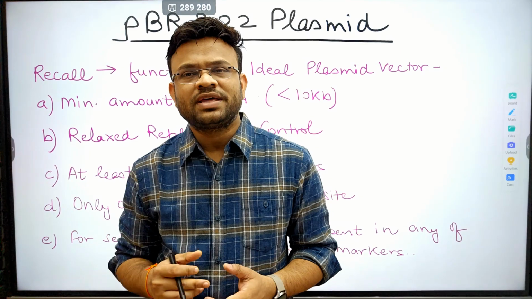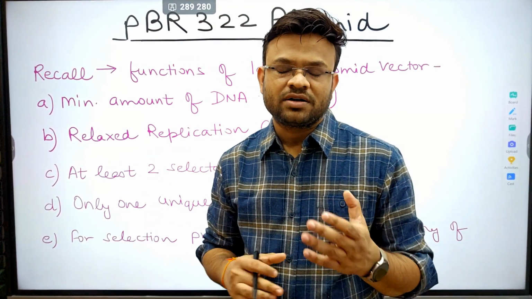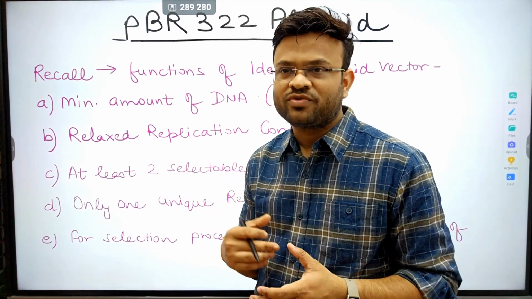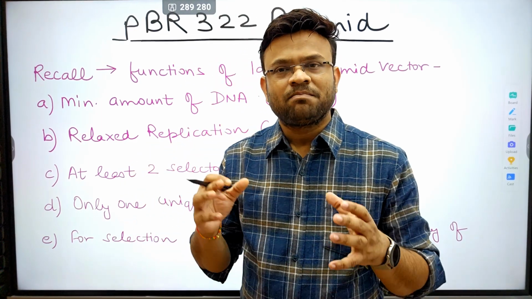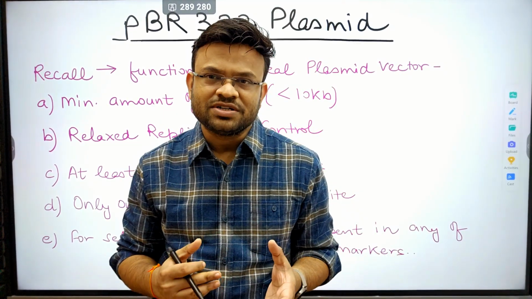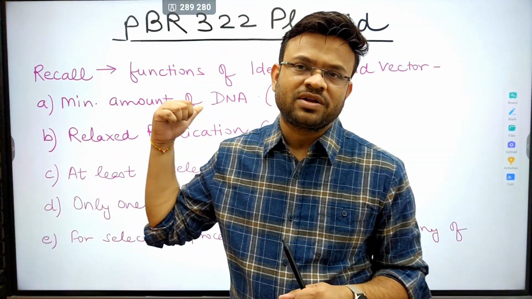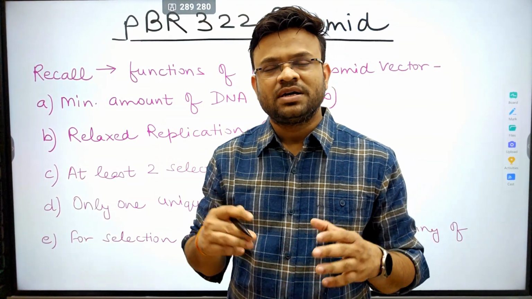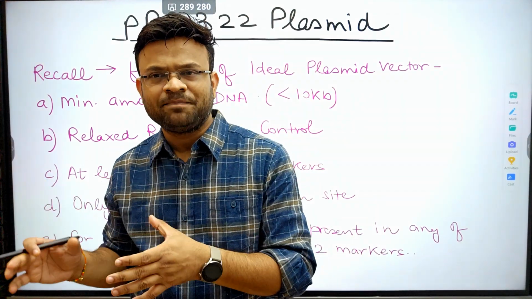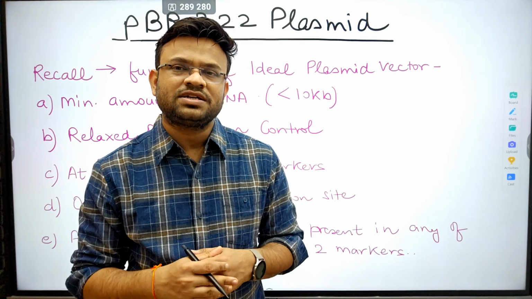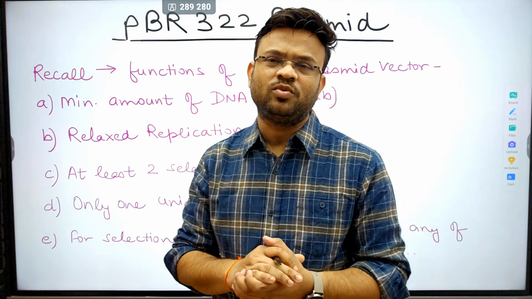Now you would be knowing that we have already started a series talking about the different types of vectors, and in the previous lecture we had discussed the plasmids. So what are the salient features of the plasmid that we had discussed? We have already discussed this particular vector pBR322, but that particular video was in Hindi. In this lecture, I have decided to talk in English about the pBR322 plasmid.